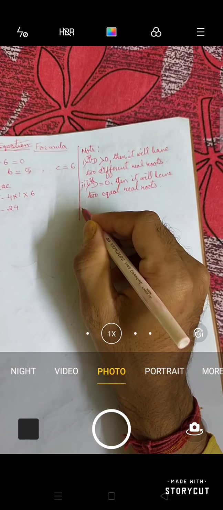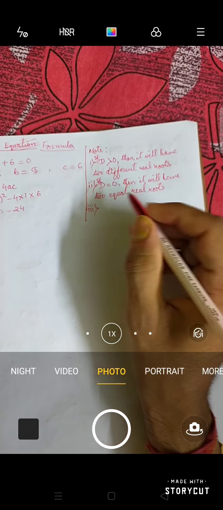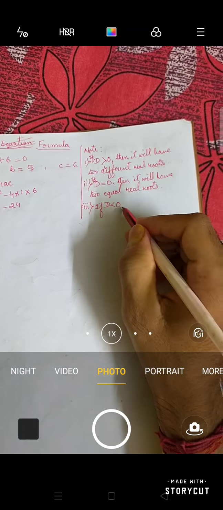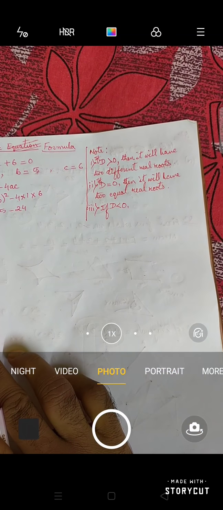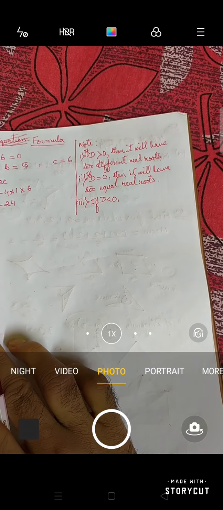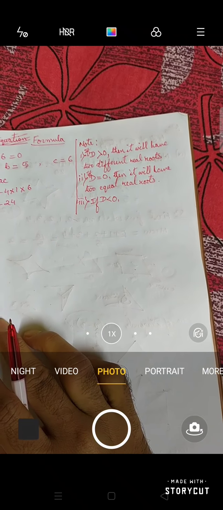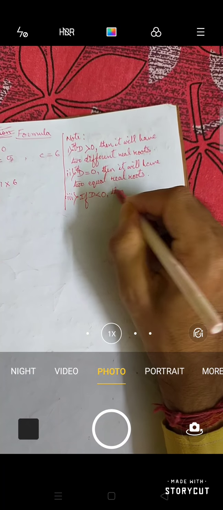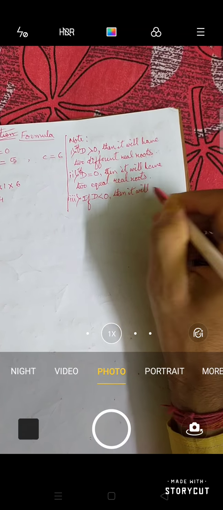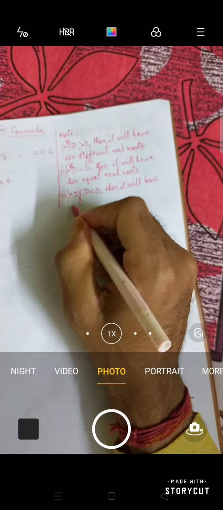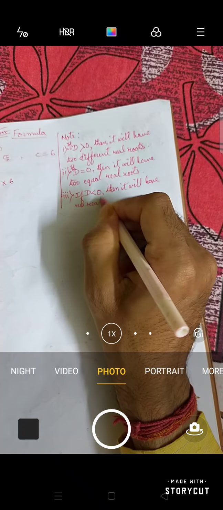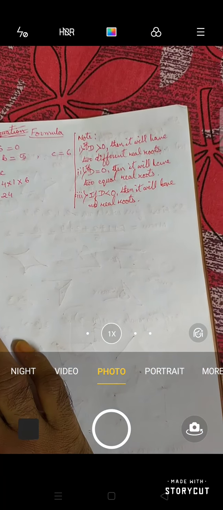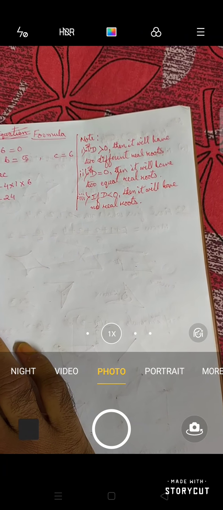Now third number, if D is less than 0, less than 0 means what? Yes, a negative number. So if D is less than 0, then it will have no real roots. That means the question is wrong. So this way we can easily identify whether we may have an answer or not.